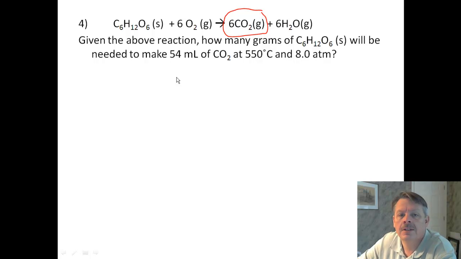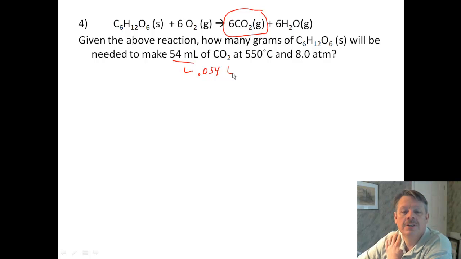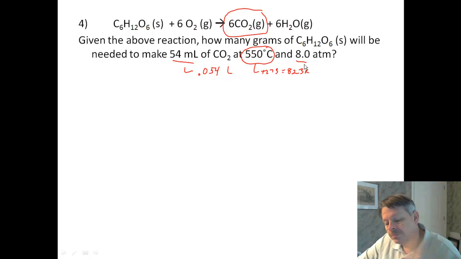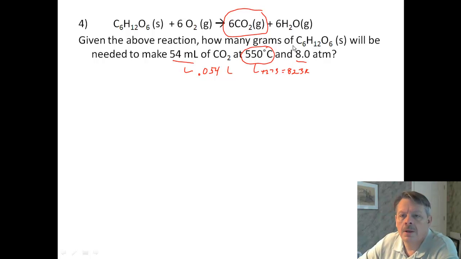All right, let's see. We're using milliliters, so we can convert milliliters to 0.054 liters. That's really easy because there are 1,000 milliliters in a liter. We have 550 degrees Celsius, which we add 273 to, and we get 823 Kelvin. And we already have 8 atmospheres, so that's really easy. And we're going to end up with only 2 sig figs because of this thing. Actually, because of all of it.